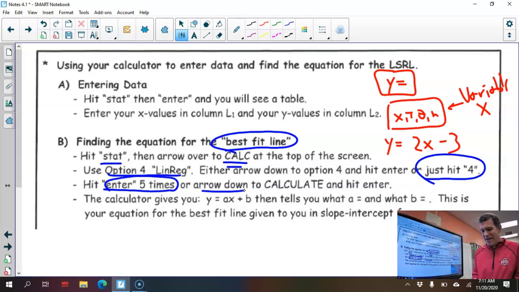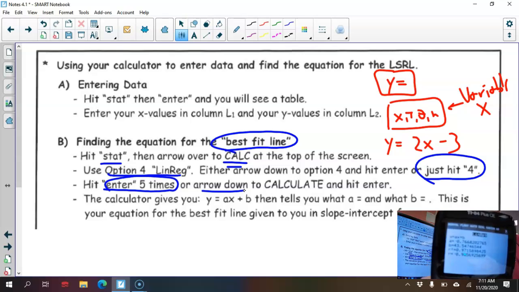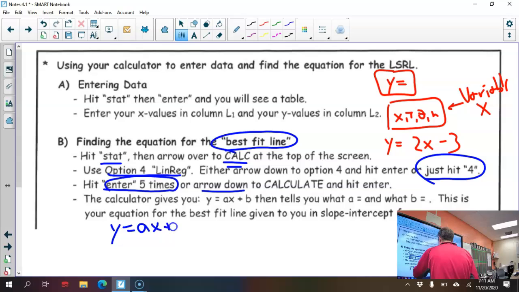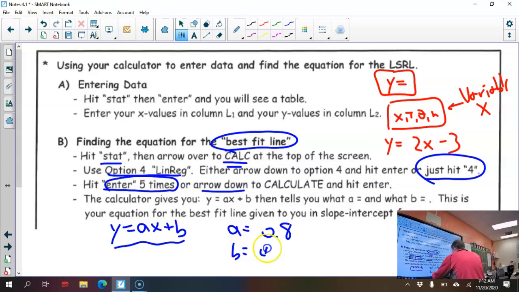So after I hit Enter a bunch of times, I get this. Now, don't worry about the R and the R squared at the bottom. I'll show you that in a second. You might not have that. But what you have is this y equals ax plus b, which ought to look like slope-intercept form to you. It is. And they have told you what a is. A equals 0.8 if I round it to 1/10. And they're telling me that B equals 43.5.